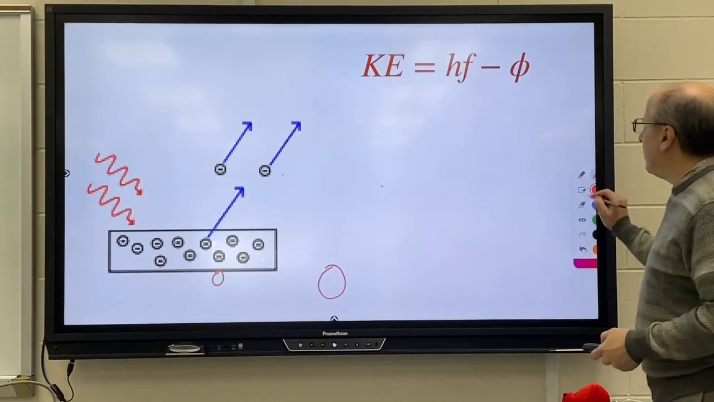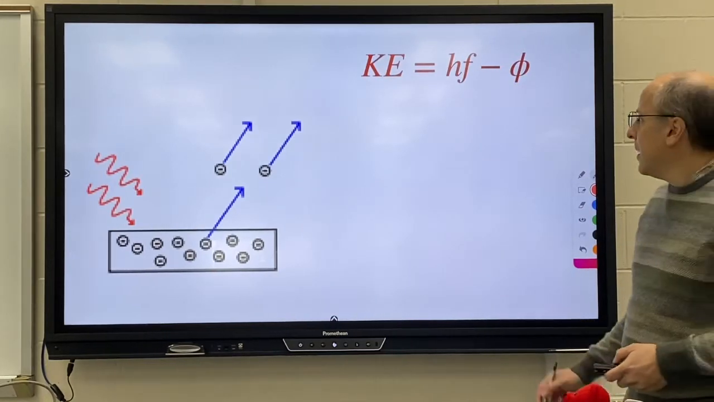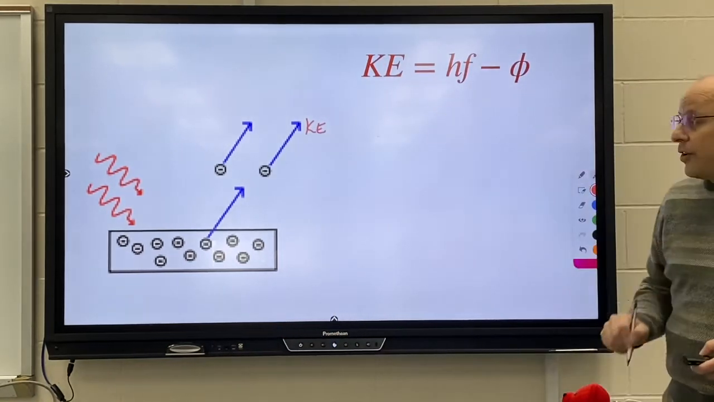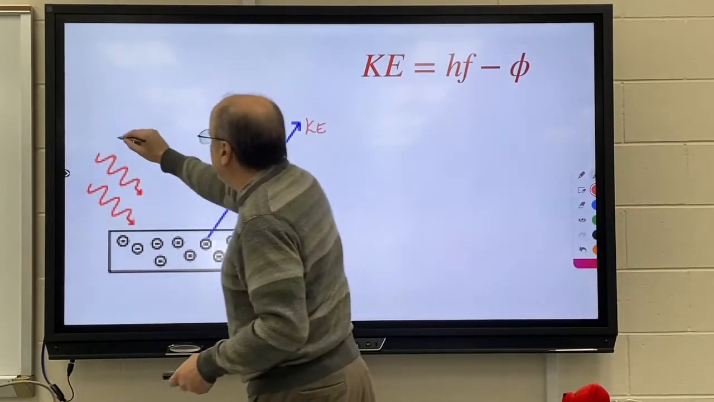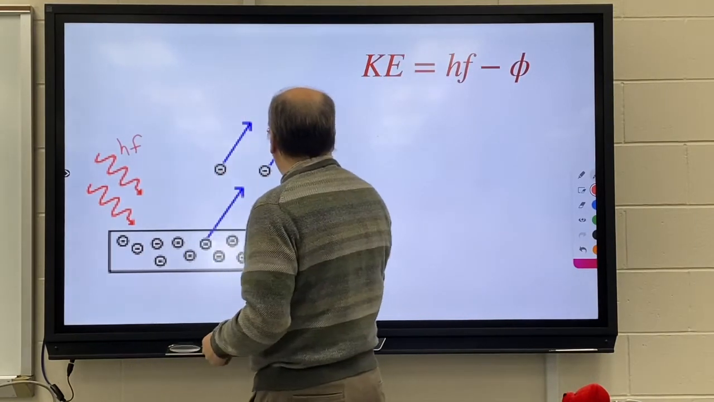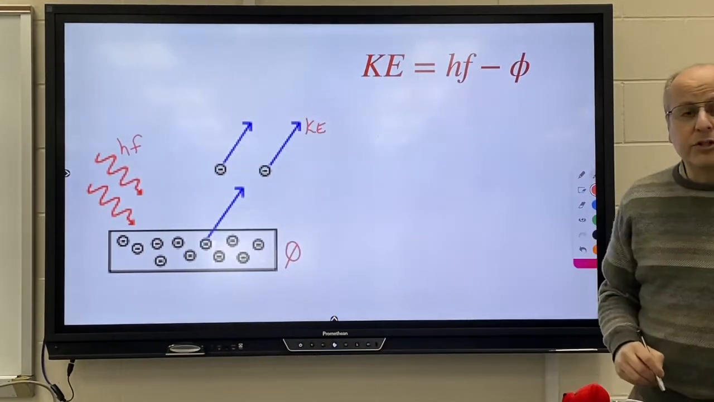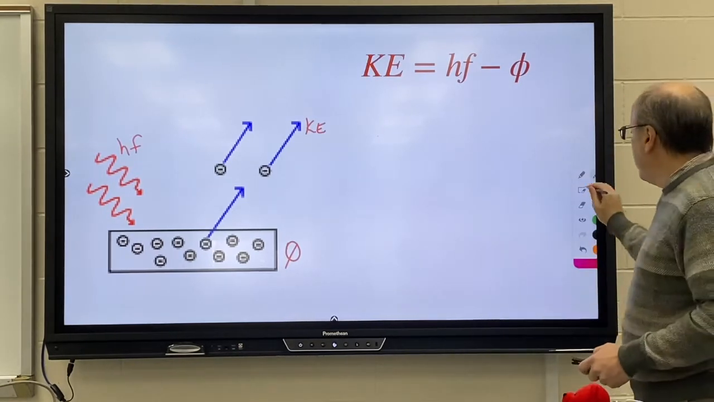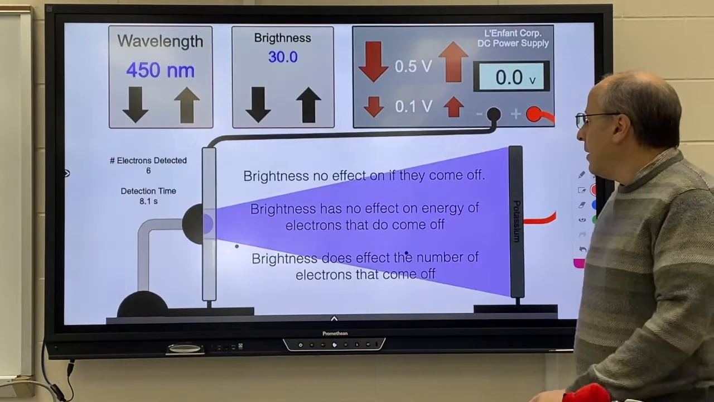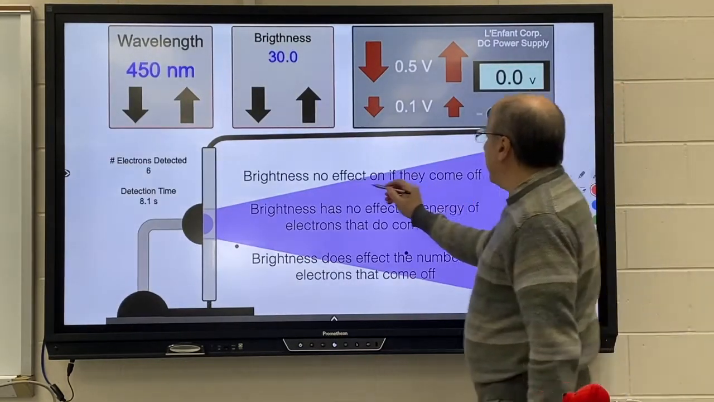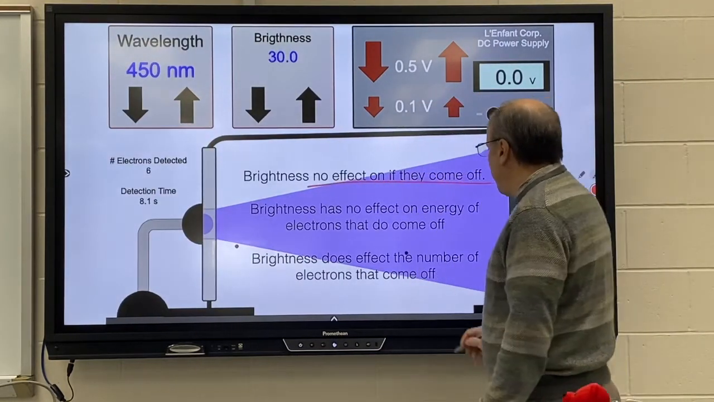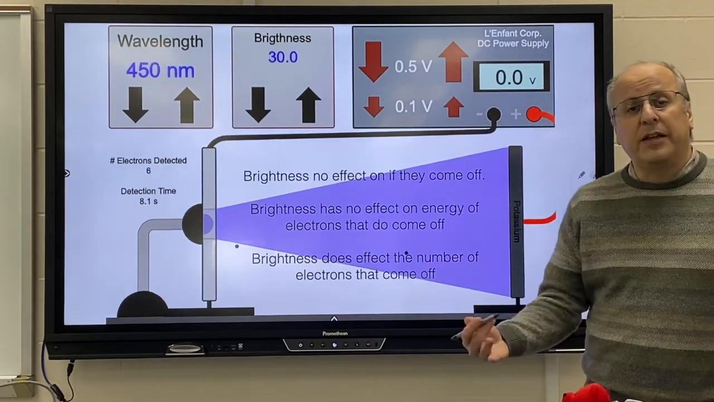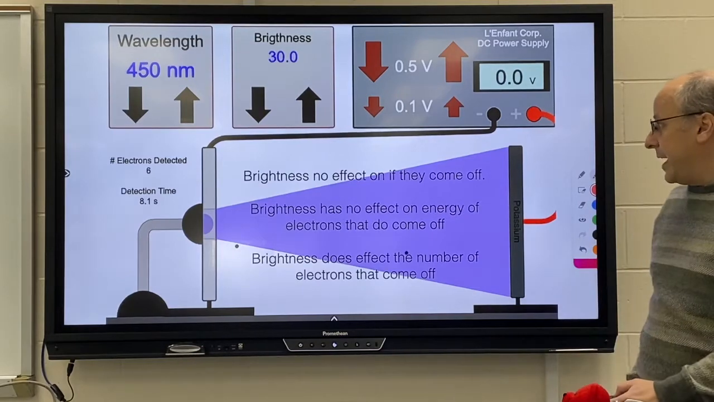We brought it down to an equation that looked like this. The kinetic energy is the energy of the ejected electrons. The hf, we said, was the energy of the light. And the work function was a property of the metal, how hard it was to get the electron out of the metal. We saw the brightness did not affect if they came off, but it did affect the number that came off. Okay, so these were all the things we learned about the photoelectric effect.